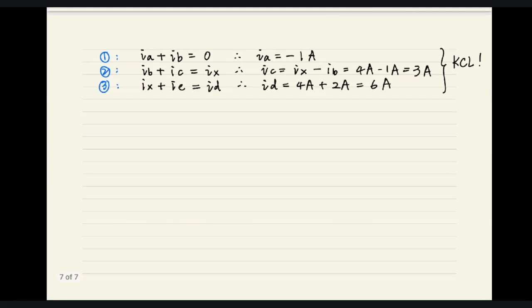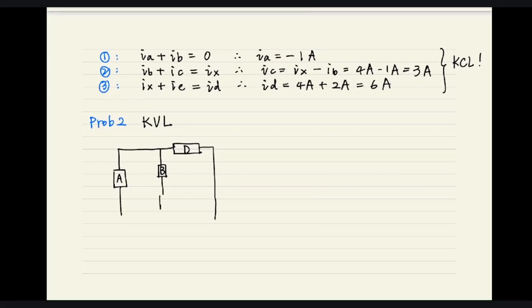Now let's come to problem 2, which will check your understanding of KVL. Alright, so let me draw the figure. Okay, so we have A, B, C, D, E, F, 6 elements in this circuit. And let's define the reference polarity of all the currents.